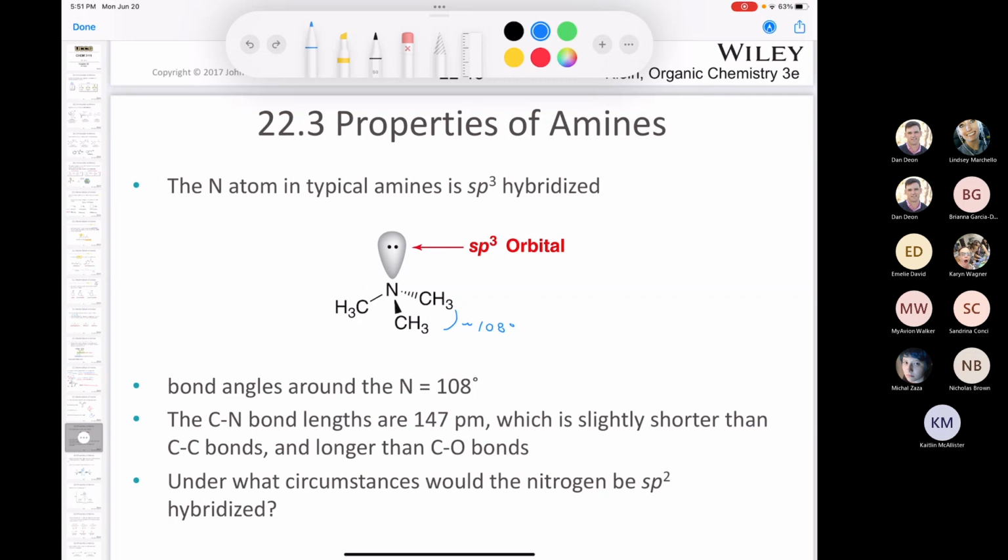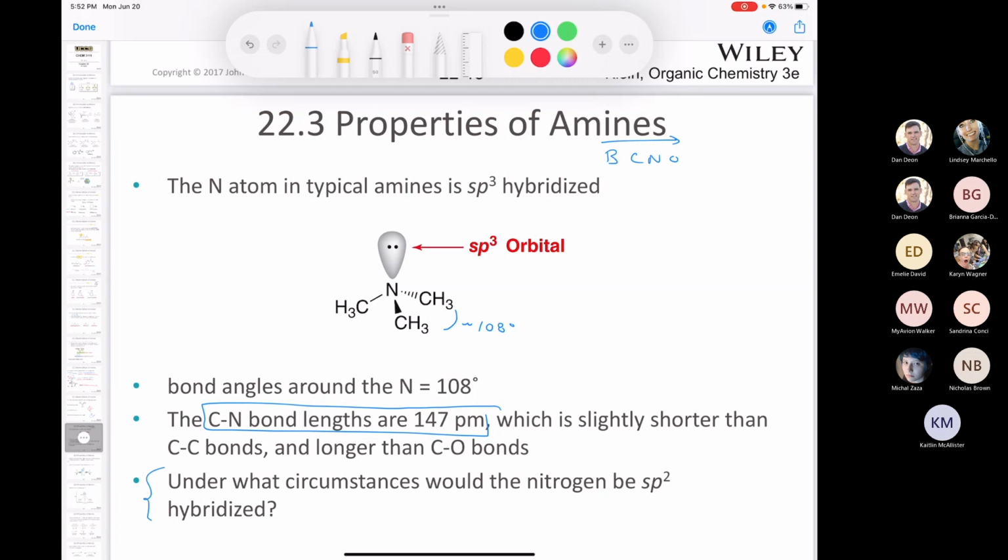Then in terms of the bond lengths, if you look at the carbon-nitrogen bond length, we see that it's about 147 picometers, which is a little shorter than a carbon-carbon bond, but a little longer than a carbon-oxygen bond. That makes sense because as you go across the periodic table from boron to carbon to nitrogen to oxygen, the size of the atoms gets smaller based on the effective nuclear charge.